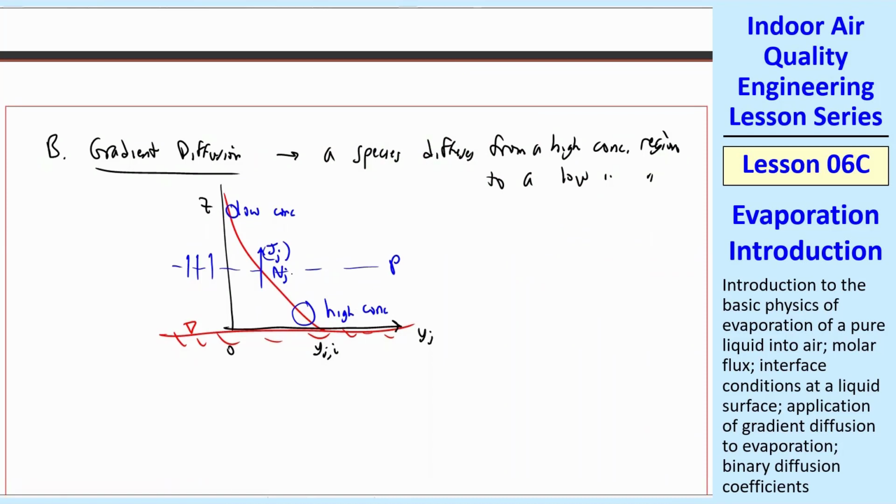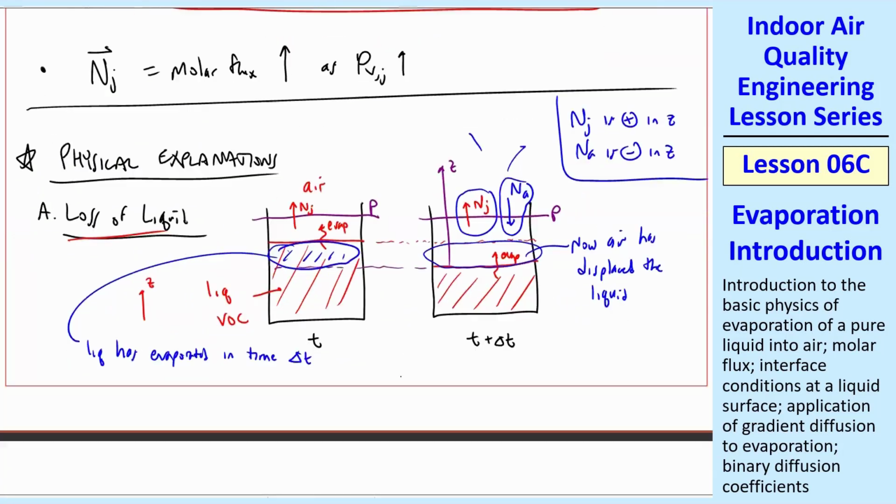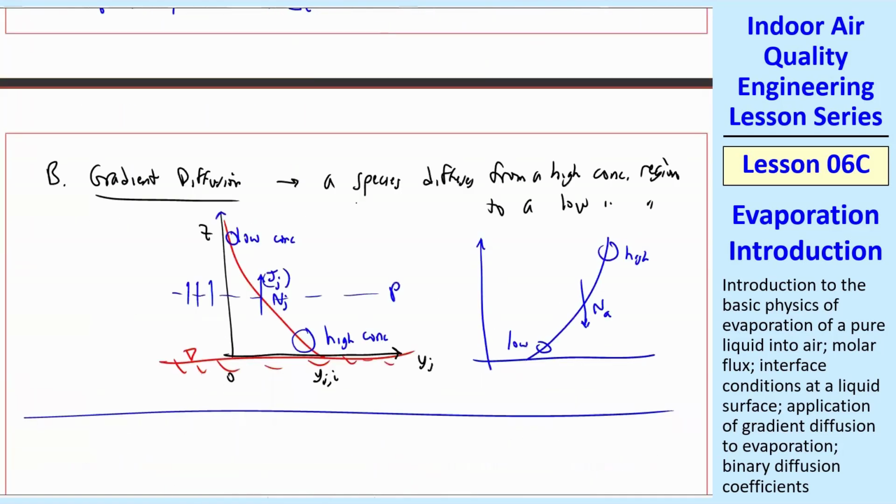By the same token, if you plot the air concentration or mole fraction, we have the opposite because we have a high concentration at the top and a low concentration at the bottom. NA is negative, going in the negative Z direction. NJ is positive, going in the positive Z direction. And that agrees with the loss of liquid physical explanation up here. So that's two different ways to think about it.